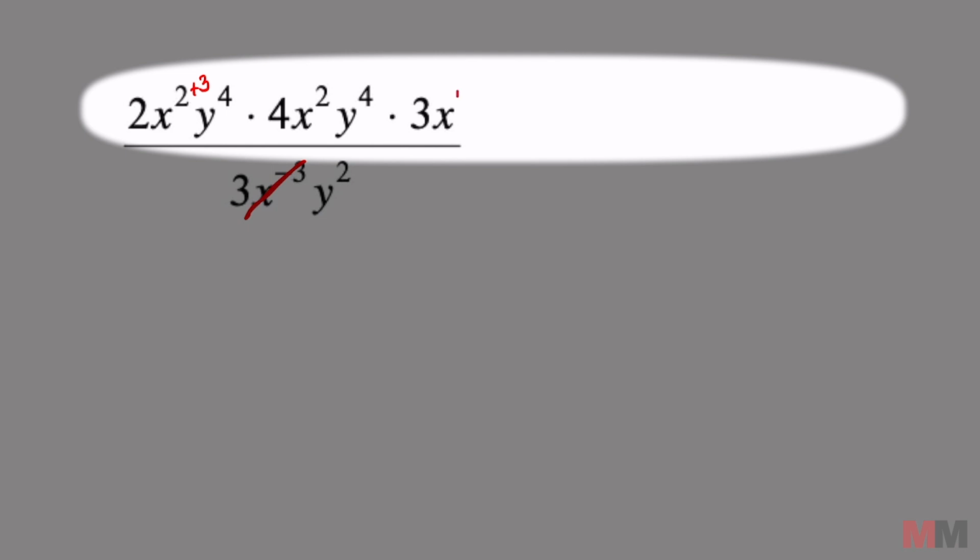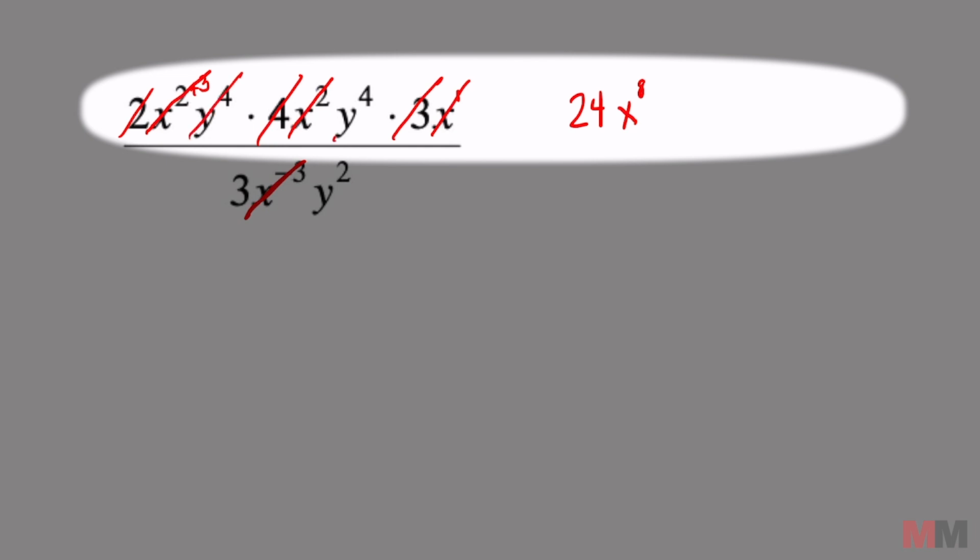This has a 1, and I can combine all the terms with base x on it. So that's 5, 6, 7, 8. I know that that's going to have x to the 8th power. We can do the coefficients next. 2 times 4, which is 8, times 3. That's going to get me 24.